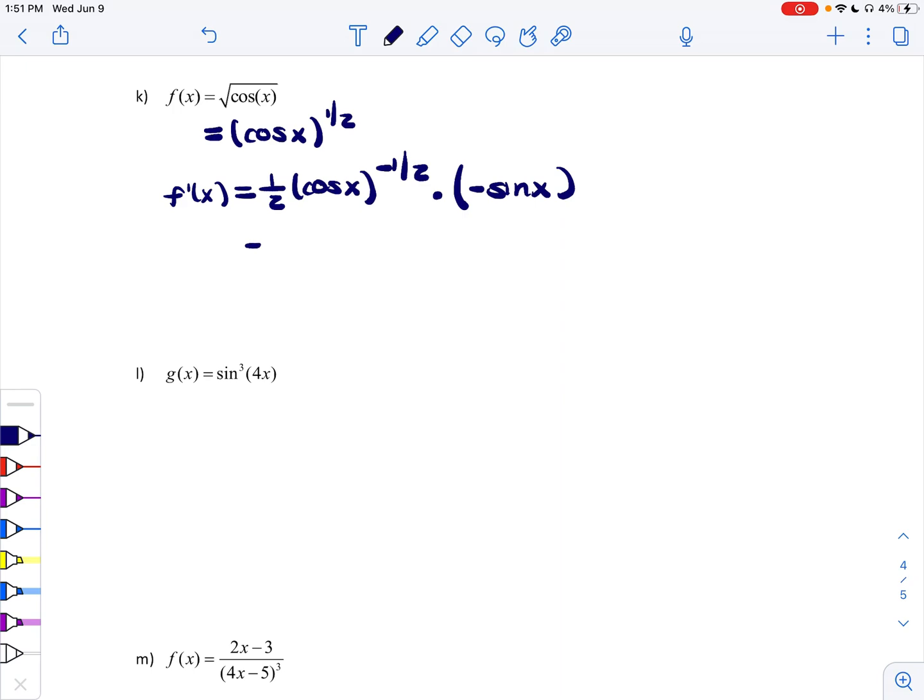Okay, and then just simplify this a bit. So we'll have the negative sign in our numerator. The 2 from the half is going to go in the denominator. And then the cosine, since it has a negative exponent, is also going to go in the denominator, and that'll become the square root of cosine x in the denominator. Okay.